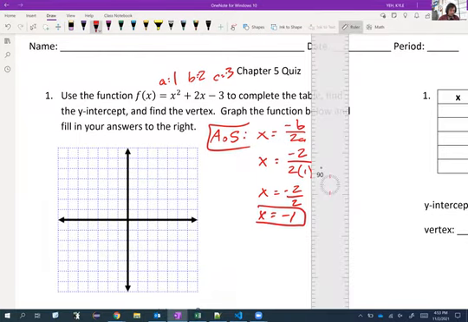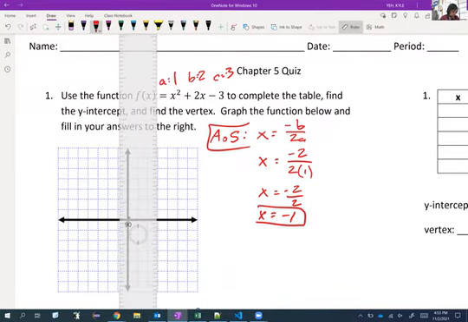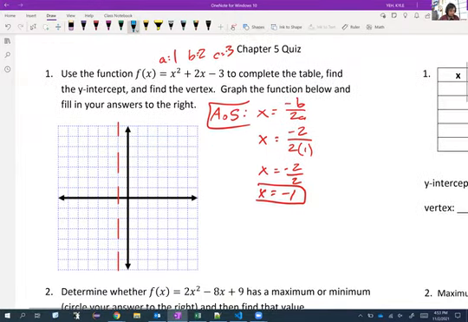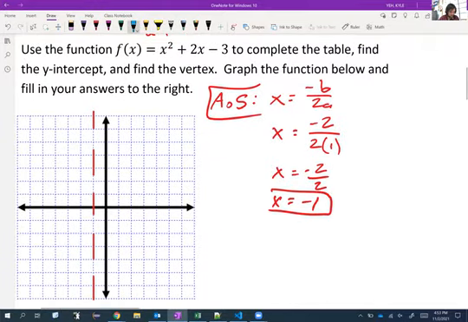Now, that's helpful for a couple reasons. First, it allows us to get an idea of where our parabola will be. So I'm going to sketch just a dashed line there. That's our axis of symmetry, the center, if you will, of our parabola. But it also gives us a foothold for how we find the vertex. Because if you recall, the vertex has to be on this line. It's the center, and the vertex is in the center of the parabola. So we know that the x-coordinate of the vertex has to be negative 1.